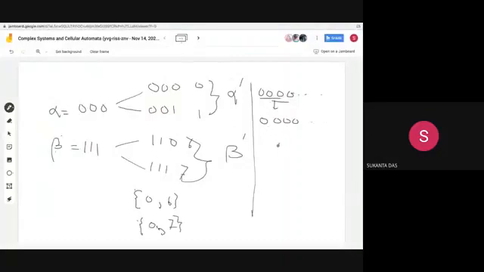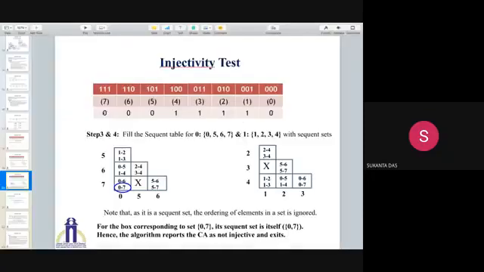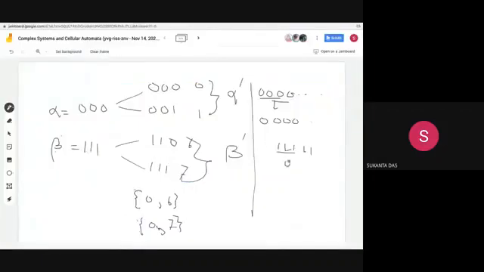Now consider all 1. For the next step, if I take 1, 1, 1, what is it? In the rule table, 1 on 1 is 0. So here I am getting 0, for the next 1 on 1 I am getting 0, and again 0. Since it is an all 1 configuration, everywhere it is all 1, so I am getting all 0. So from all 1, I get all 0, and from all 0 I get the original configuration.